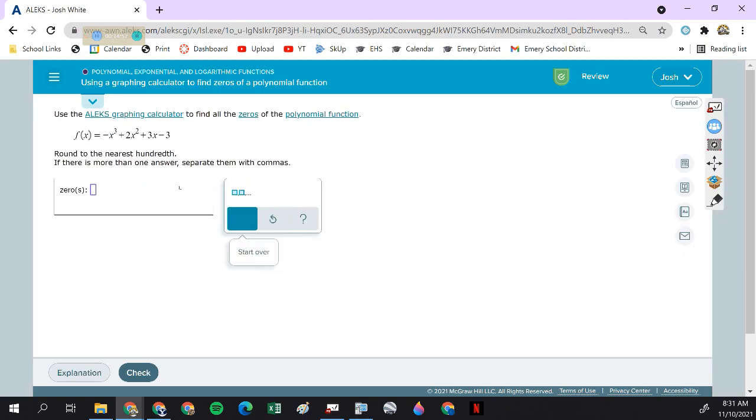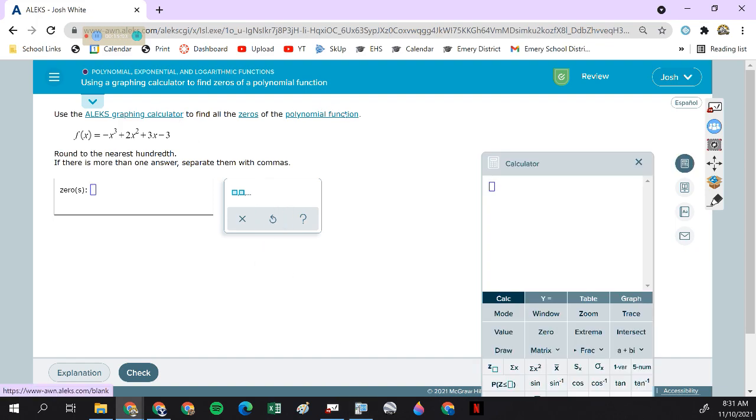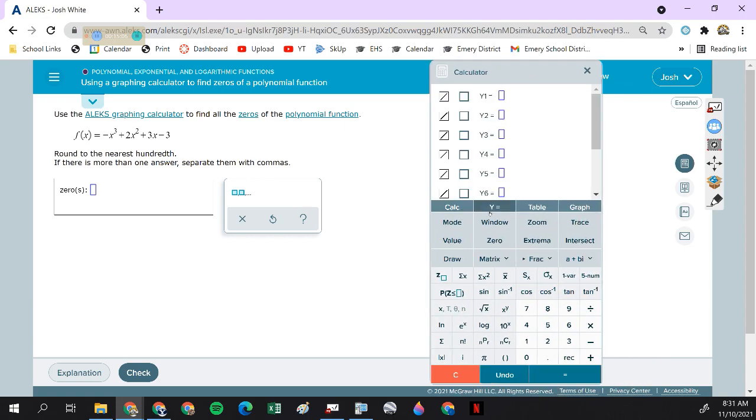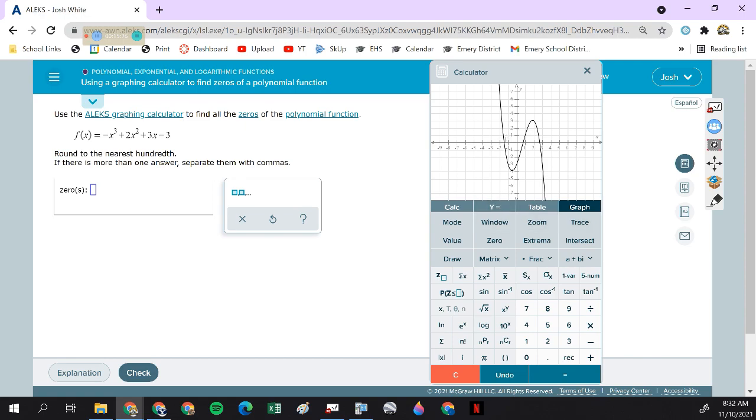Same basic idea here, but now it's a cubic equation, so it can have 3 answers. So if I type this in, negative x to the third plus 2x squared plus 3x minus 3, and then I push graph. So now I have to find 3 roots. So I would do left bound, right bound, guess, left bound, right bound, guess, left bound, right bound, guess. And you'd find all of them that way. Okay.